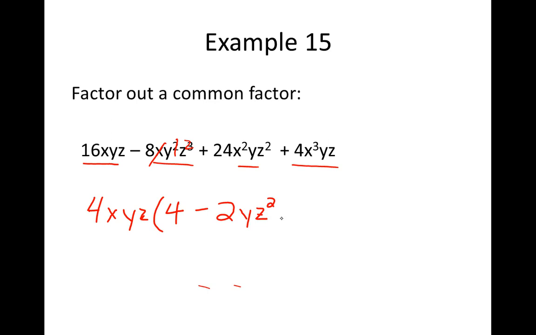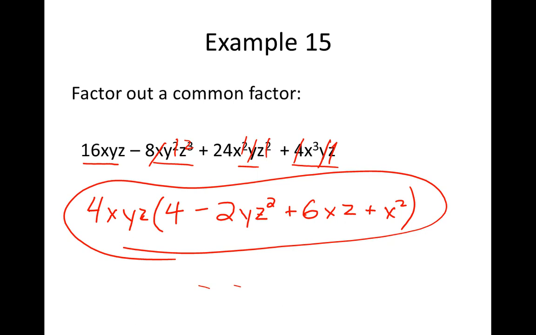plus 6x, one of the y's is gone, and one of the z's is gone, plus 4 is gone. Let's see, x squared, and the y and the z are gone, so that's it. I'll leave it up to you to check that.